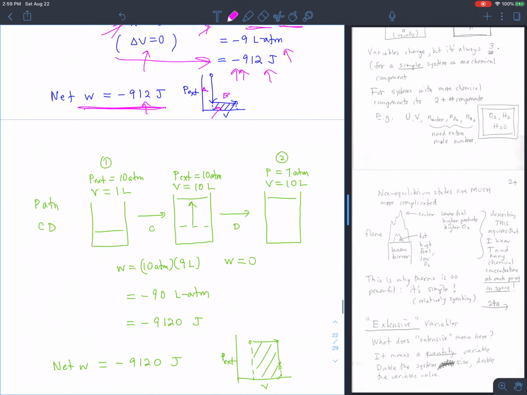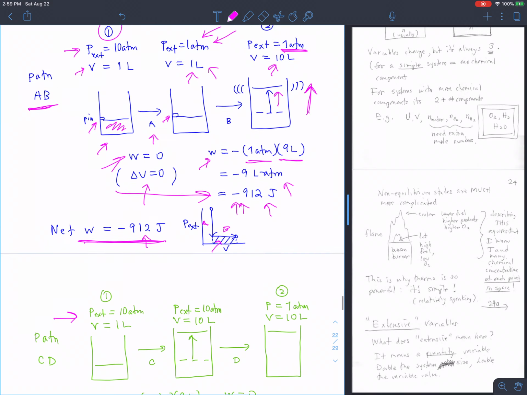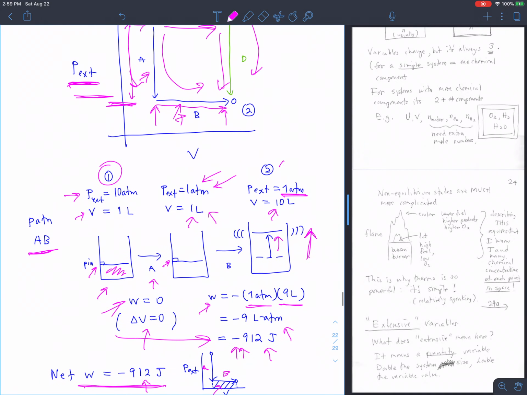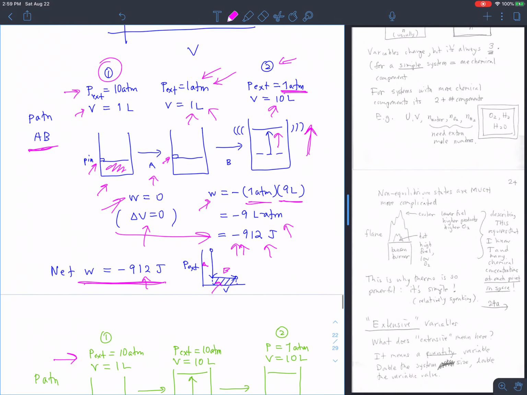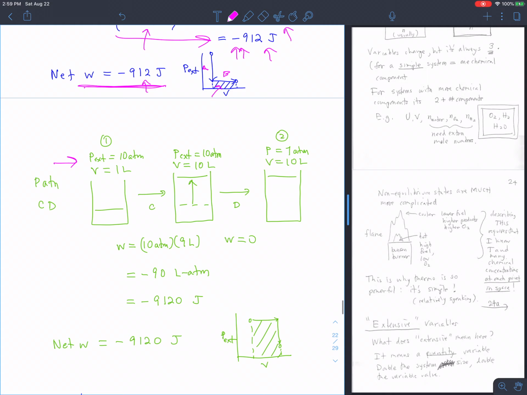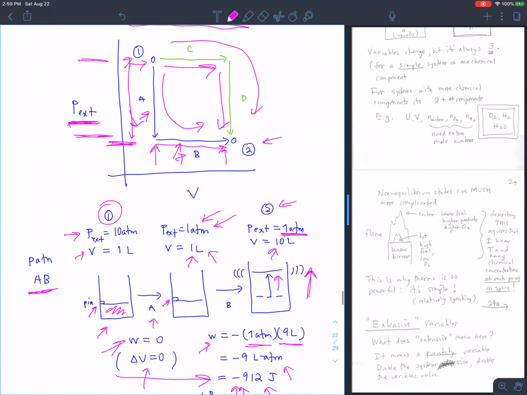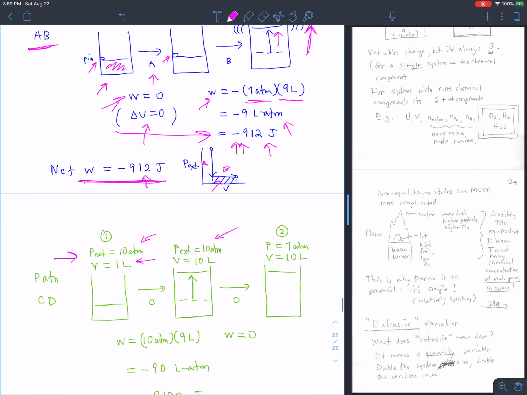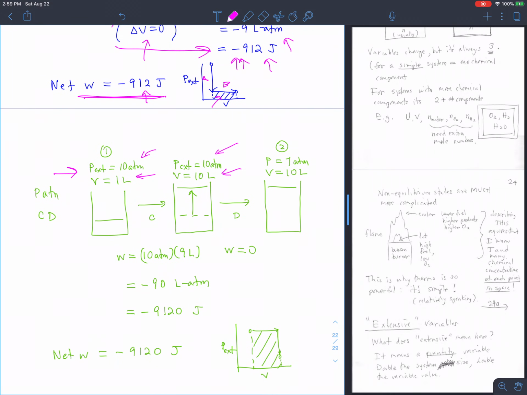Now the other path. I start with the same state I started, state 1. By the way, this is state 2 here at the end, here's state 2 up here in our original diagram. I start with the same state 1, 10 atmospheres and 1 liter. I keep the pressure constant, right? That's this leg of the overall path, keeping the pressure constant. But I change the volume.